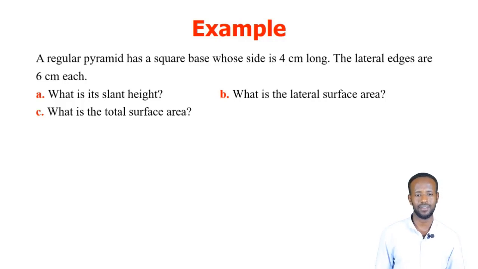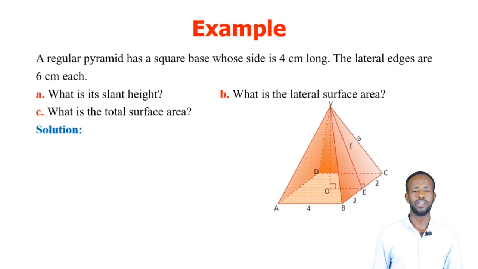Now let us say solution. This is the pyramid. The lateral edge is 6 cm, the base is 4, all the sides are equal, 4 each. So L, the slant height, is VE. So it divides into 2 halves, it's 2.